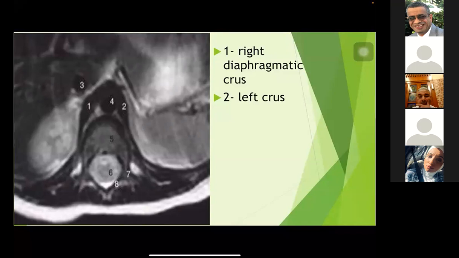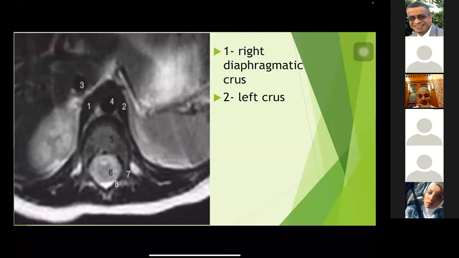Number three, IVC. This is the IVC. Number four, abdominal aorta. This is the abdominal aorta.